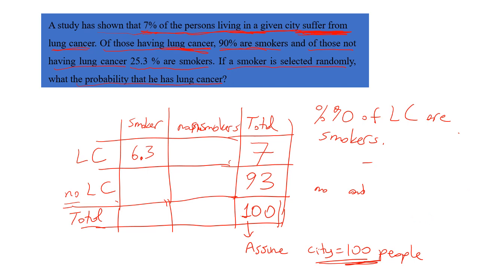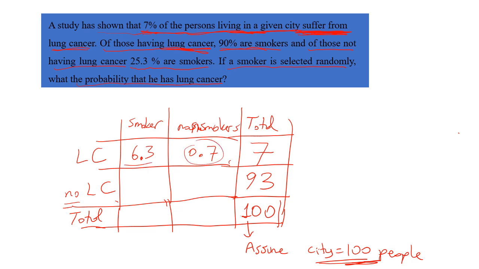Now, by using this, we can say lung cancer and non-smoker is 0.7, because when you add them, you get 7. Now we will do the other one.